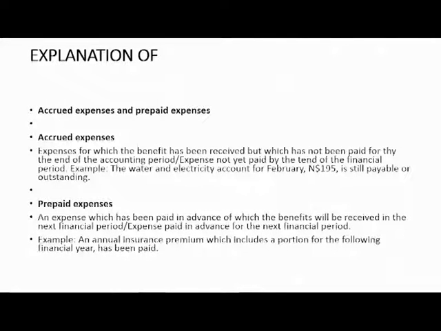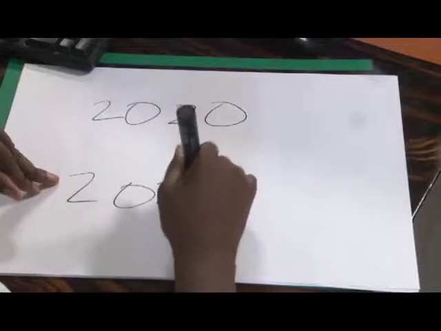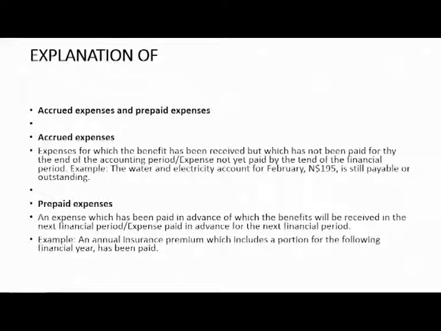Prepaid expense. This is whereby you are paying your expenses for next year. We are in 2020, but the water and electricity bills for next year, 2021, are already paid. Now, we don't owe the municipality anymore, but the municipality is owing us. Then that becomes a current asset. An expense which has been paid in advance, of which the benefit will be received in the next financial year, or expense paid in advance for the next financial period. Example, an annual insurance premium which includes a portion of the following financial year has been paid. So, which means we were only supposed to pay for what we have dealt with this year.